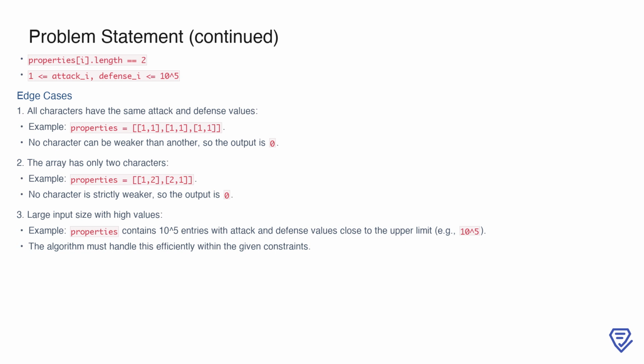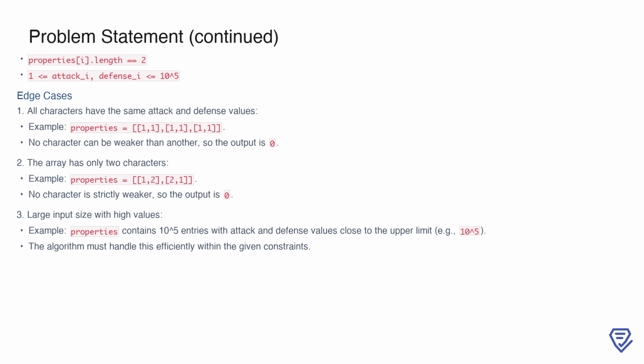Finally, let's consider the constraints and edge cases. The length of the properties array can range from 2 to 100,000, and each entry in the array contains exactly two integers. Both the attack and defense values for any character range from 1 to 100,000. Now, for edge cases, if all characters have identical attack and defense values, no character can be weaker than another, so the output is 0.